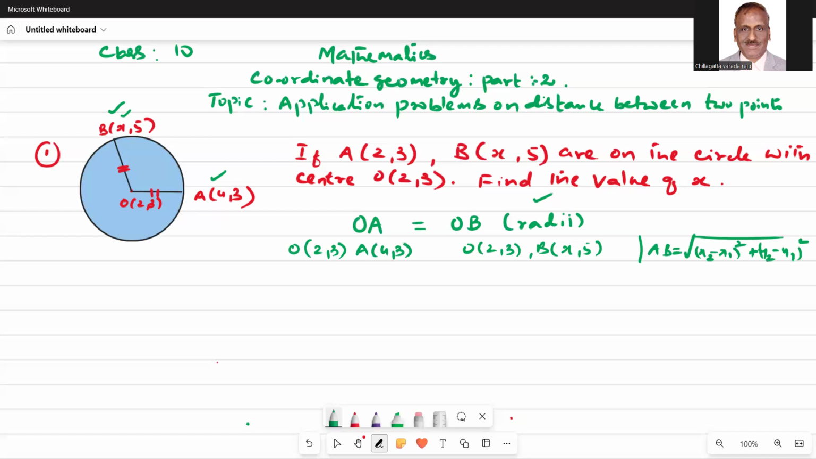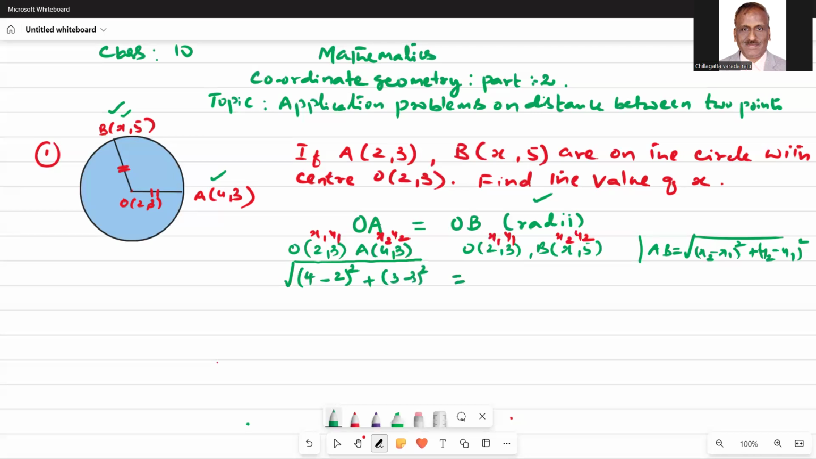Shall we substitute these values of O and A for finding the distance OA? Use the formula. So what are your x1, y1 and x2, y2? This is x1, y1 and x2, y2. Substitute the values in the formula. x2 minus x1. What is our x2 here? 4 minus x1, which is 2. So (4 minus 2) whole square plus y2 minus y1, (3 minus 3) whole square.